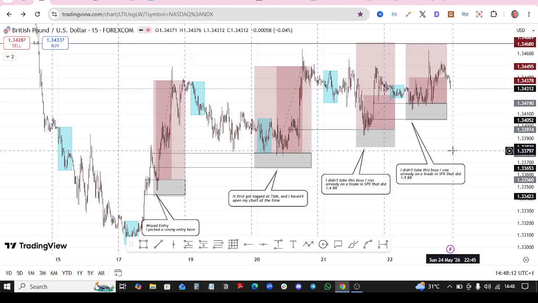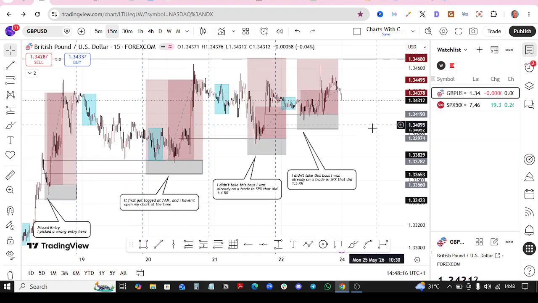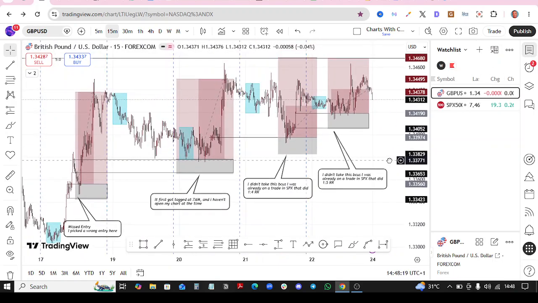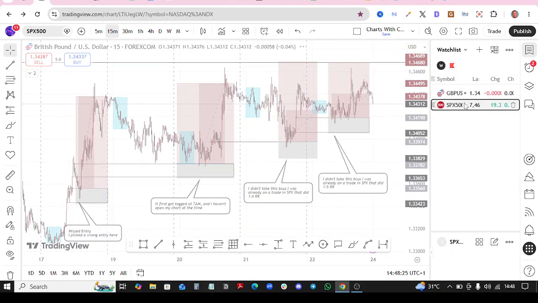I only trade two pairs at the moment, GBPUSD and SPS 500. So for these, this is just the trade opportunities that are presented this week on GU. And then for SPS 500, let me show you the trades I took as well on SPS 500.